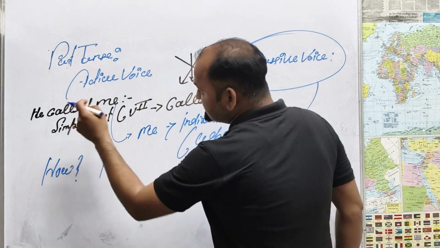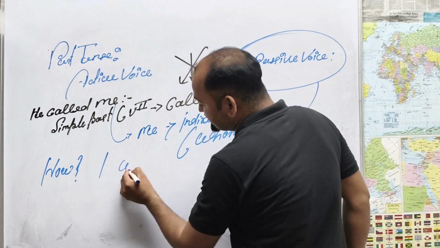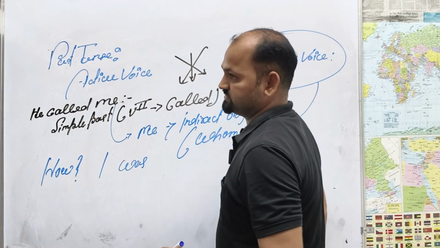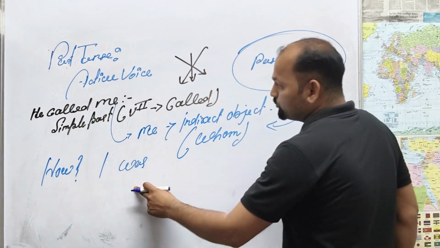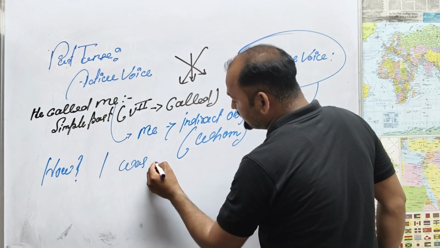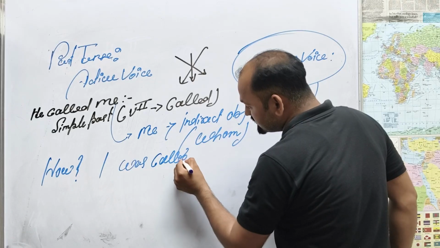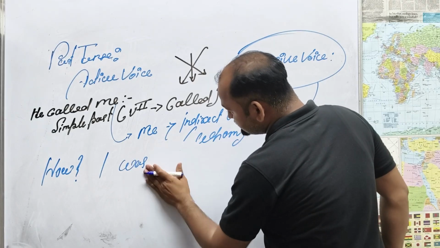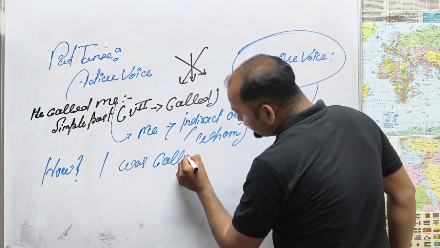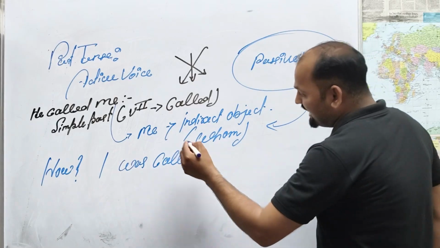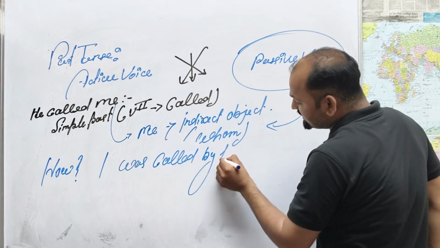I. Simple past. Don't forget, along with that I have used was. Was plus called, because the first, second, third forms are the same as usual, so we can say called. And he for by, don't forget about him.